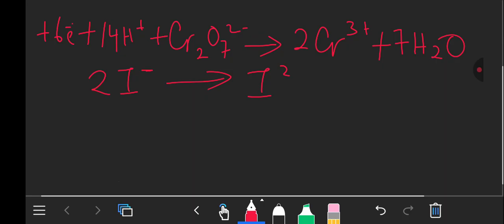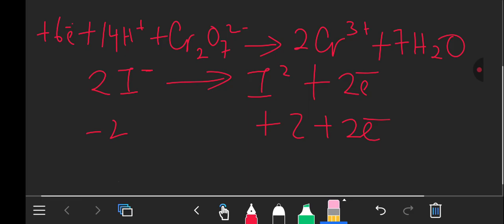So we need just to balance the charge. Here the charge is minus 2, here the charge is plus 2. So where are we going to add the electrons? I said you simply add the electrons to the side which has a greater magnitude of charge. So here you add the 2 electrons to this side which has plus 2. So you're simply going to say plus 2 electrons.